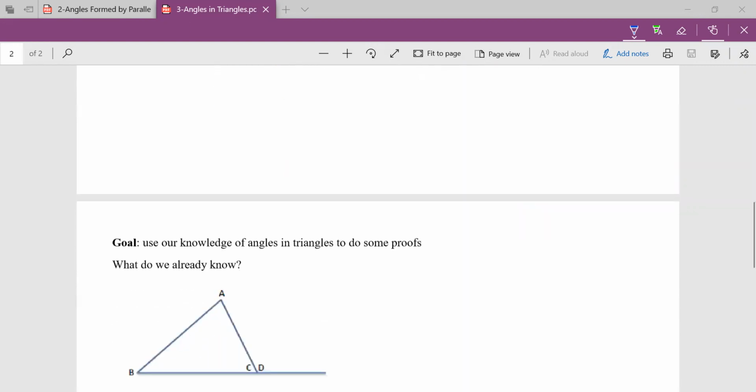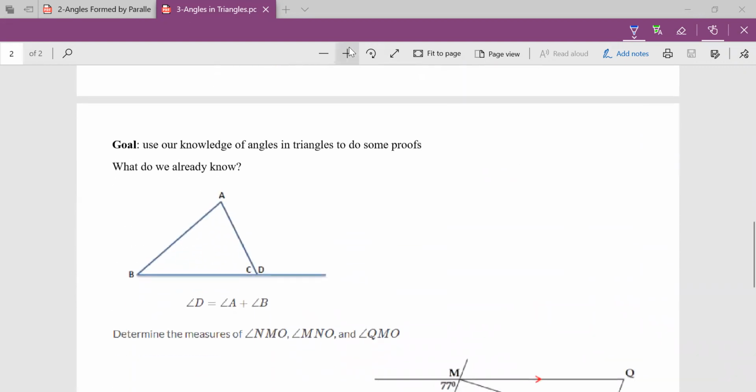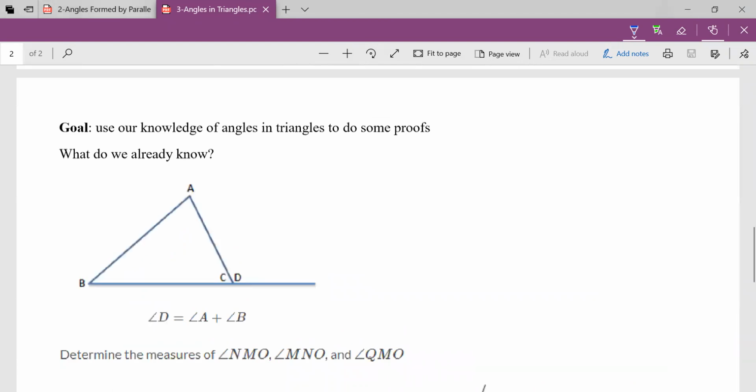The good thing is you know a lot about triangles, right? You've been working with triangles a long, long time. So I think you know lots about triangles. Let's find out what you know. We're going to use our knowledge of angles and triangles to do some proofs. All right, so what do we already know?